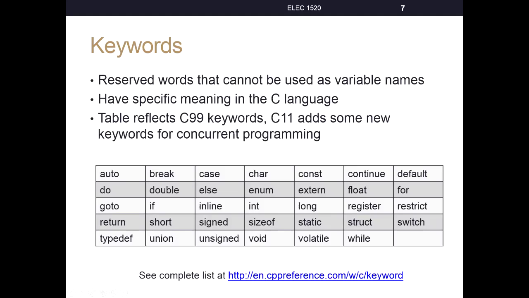One of the nice things about C is it's a language that has very few keywords. As of 1999, it only had about 32 keywords in the language. As of 2011, a few more keywords were added to the language. In relation to concurrent programming, we won't be getting into concurrent programming, so I haven't included those here.